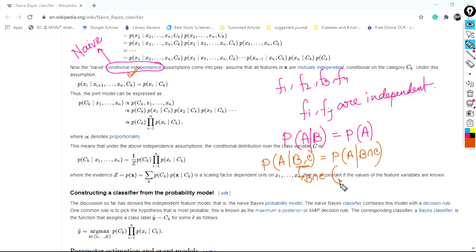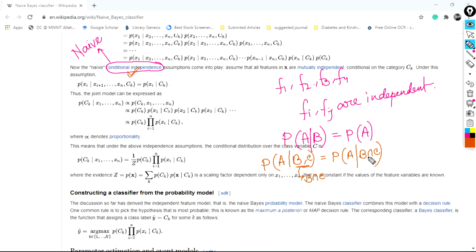If you compare this with our setting, here our features are A and B, and C is the class label. Let's compare this. A and B are the same as your features x1 and x2, and also we have the given class label, that is CK here.